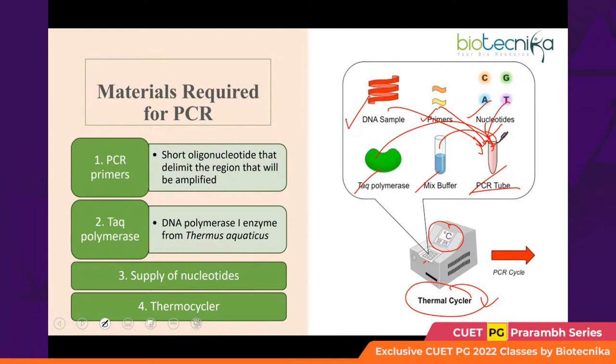Do you all get the idea? Do you all follow what is happening in PCR? So thereby, at the end, the selective segment that we wanted will be amplified to million copies.